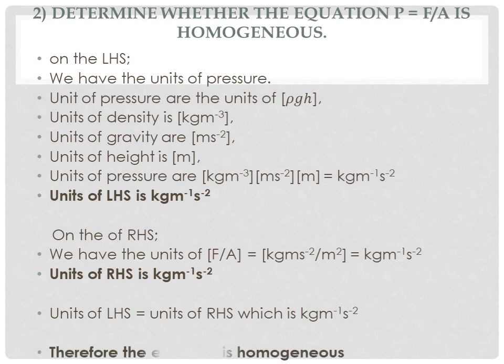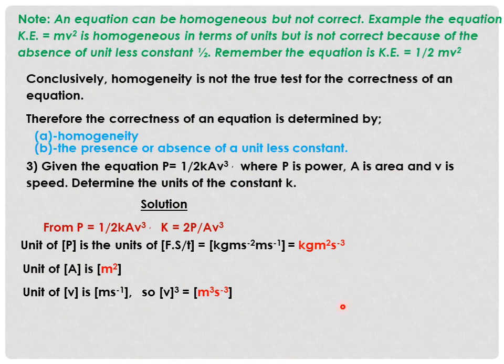So what do we conclude? The equation is homogeneous. I think we'll look at the last example. Oh yeah, there's a note here. An equation can be homogeneous but not correct. Why? The example of this equation: we know that kinetic energy is half mv squared. But without the half here, if you work out this equation, you'll see that it is homogeneous.